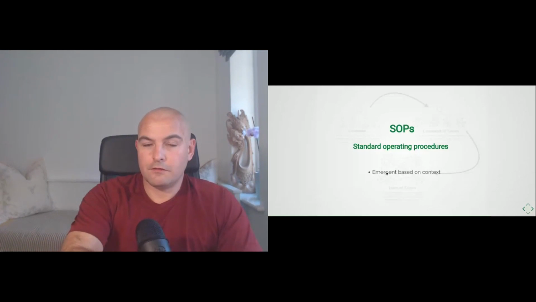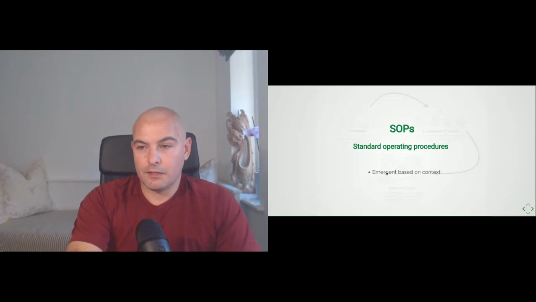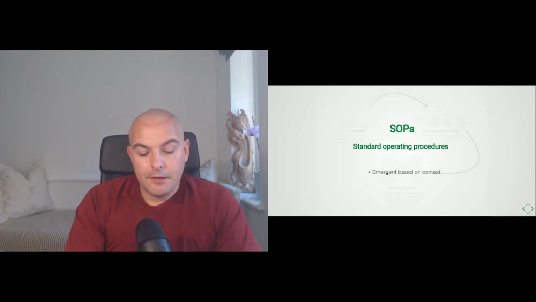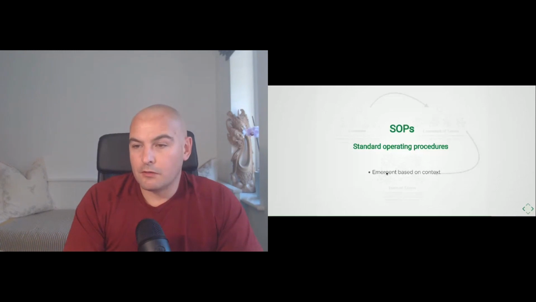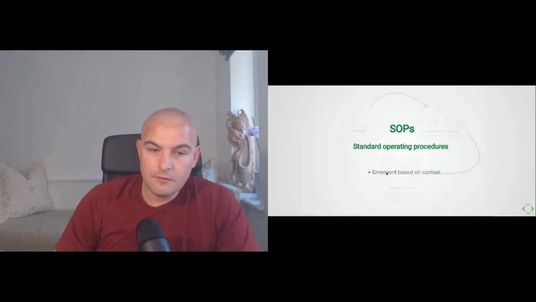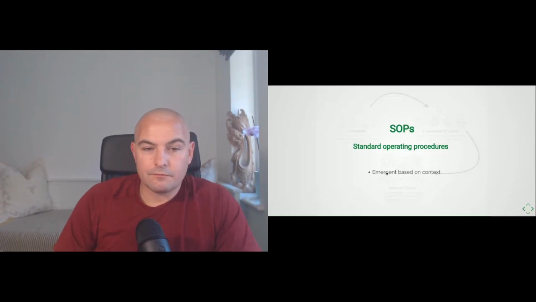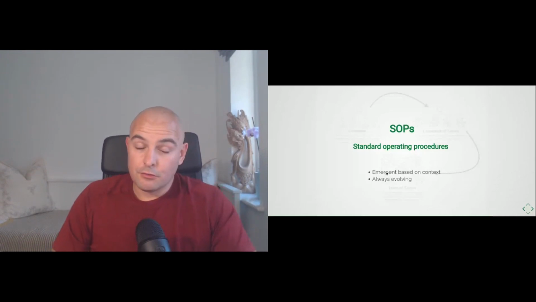You start in Genesis, nothing's clear, everything's a bit chaotic. As you figure stuff out and you move something into a commodity or a product, you will inherently start capturing repeatable blocks of work and making them more efficient. And that's the emergence of SOPs. They should always be evolving.